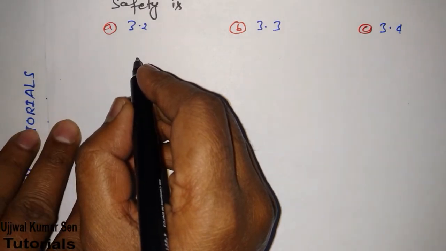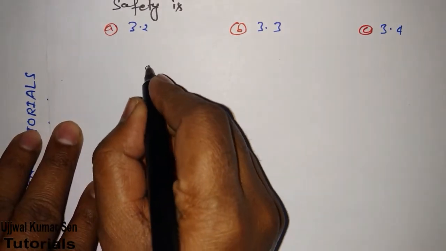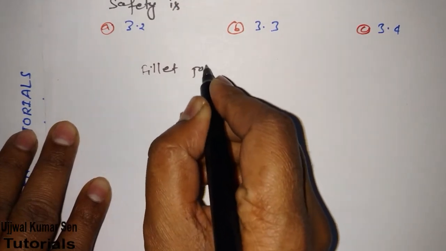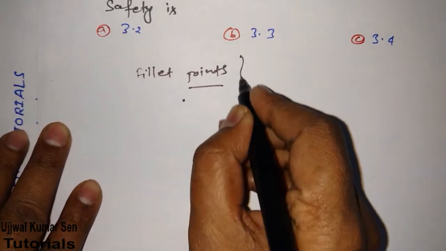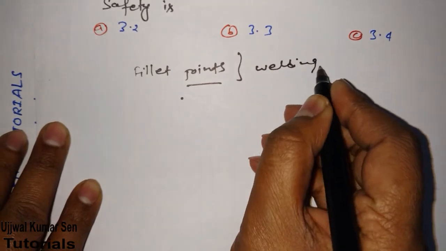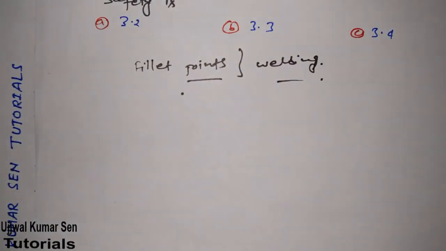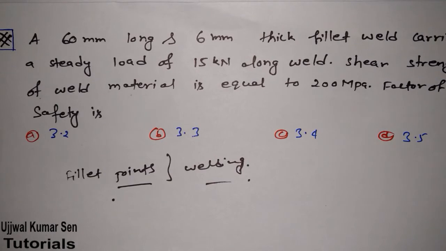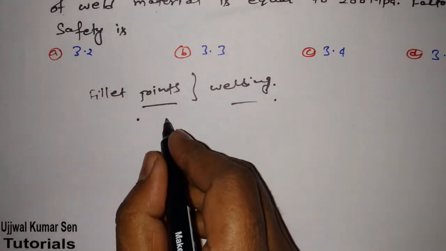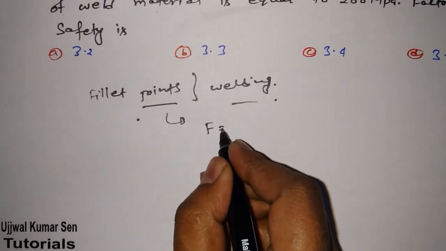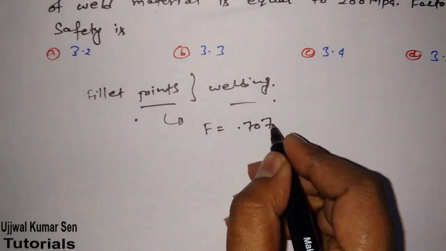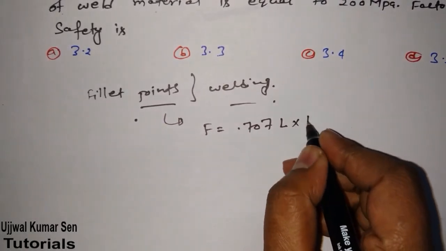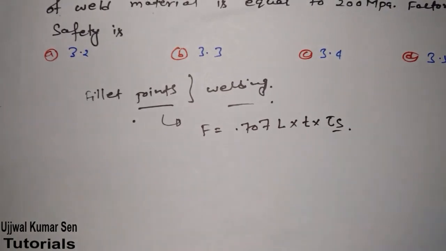So let's say we are having fillet welds, fillet joints, and it's a topic of welding. In case of fillet weld, we have a few types of weld, like parallel weld and transverse weld, but they haven't told us anything here. So basically, in case of fillet weld, we have a formula: force is equal to 0.707 times the length of the weld, times the thickness of the weld, times the shear stress.